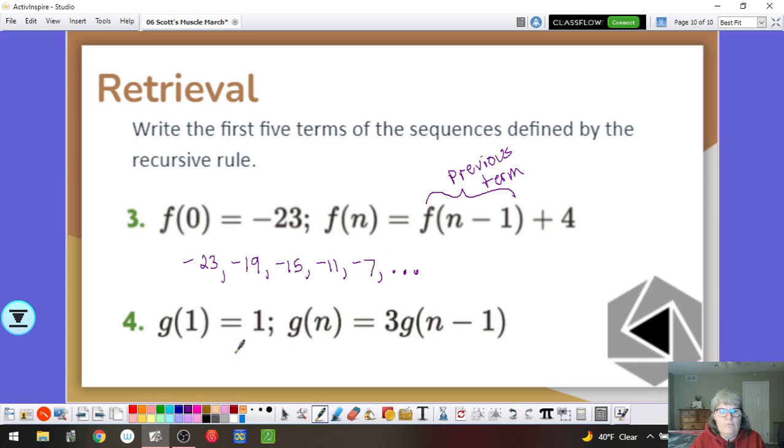For example 4, we're starting with 1. And this is saying we're taking 3 times the previous term because we have this 3 directly in front of it. So 3 times 1 is 3. 3 times 3 is 9. 3 times 9 is 27. 3 times 27 is 81. And the sequence would keep increasing in that manner.